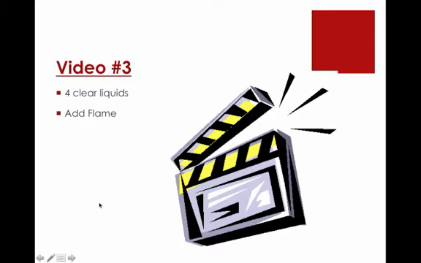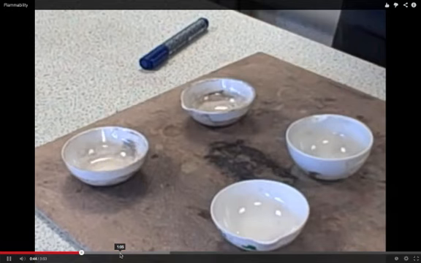Here is video 3. You're going to see 4 porcelain dishes that have clear liquids to them, and we're going to add flame to them. This is all considered number 3. First one.